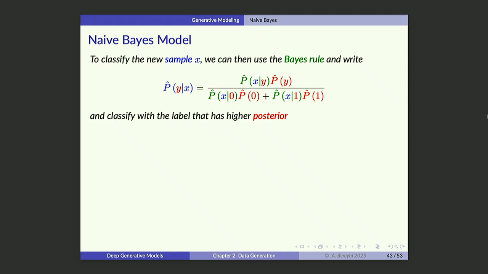And then you're going to take the label which has higher probability, if you want to classify. Everybody's clear how naive Bayes works? So this was the idea of naive Bayes.